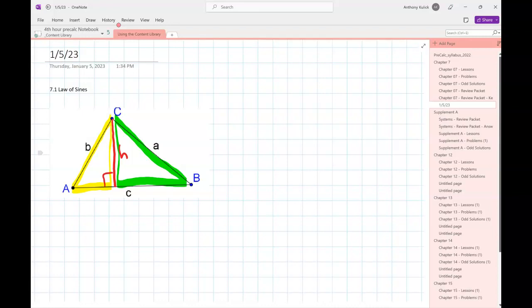And now I can say the following. Inside the yellow triangle, since that's a right triangle, I can use SOHCAHTOA to say that sine A is equal to opposite over hypotenuse. And then using the green triangle, since that's a right triangle, again, I can use SOHCAHTOA to say that sine of angle B is equal to opposite over hypotenuse. Everybody's okay with what I've written so far?